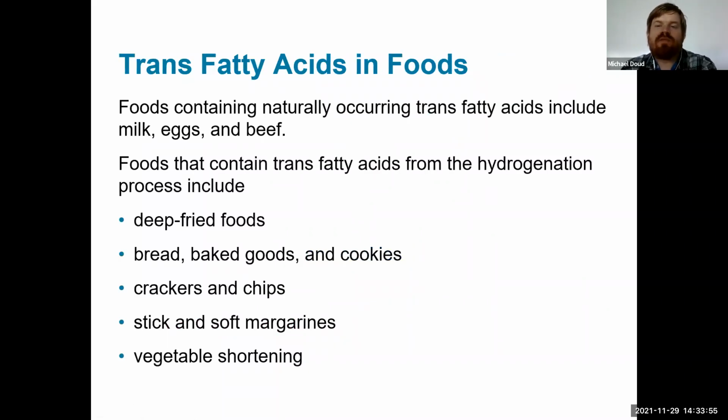So naturally occurring trans fatty acids come from milk, eggs, and beef, but any trans fatty acid, like from a hydrogenation process, can come from anywhere that oil is used. Deep fried foods tend to use saturated or hydrogenated vegetable oils. So anything that has a hydrogenated vegetable oil will have trans fatty acids in it. That's everything from margarine that we talked about already, vegetable shortening like Crisco, for example, and commercially produced crackers, chips. All of these things tend to have hydrogenated vegetable oils in them, and they will contain trans fatty acids.